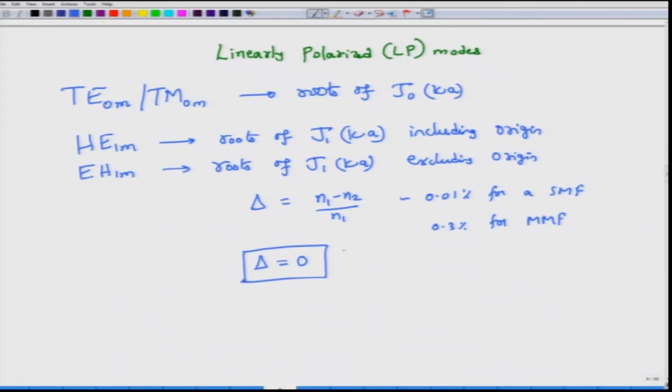Taking delta equal to 0 while requiring that V be greater than or equal to 1 is what is called the weakly guided approximation. The idea here is that since for all practical purposes delta is so small, just about 0.01% for single mode fibers or about 0.3% for multi mode fibers, we can treat n1 almost equal to n2.